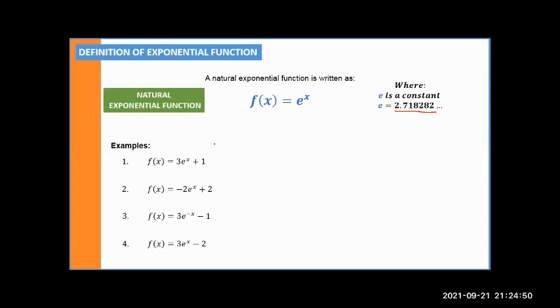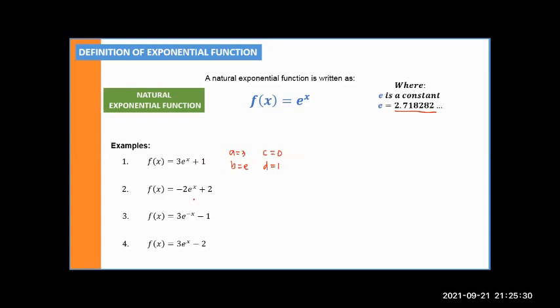2.718282. Okay? So, meron tayong mga examples dito. So, pwede siyang naka-basic form at pwede rin naman siyang naka-transformation form. So, meron tayong example dito na f of x is equals to 3 times e raised to x plus 1. So, kung i-analyze natin ulit yung a, b, c, and d, so meron tayong a na 3. We have the base, which is e. We have the c, which is 0. Then we have the d, which is positive 1.